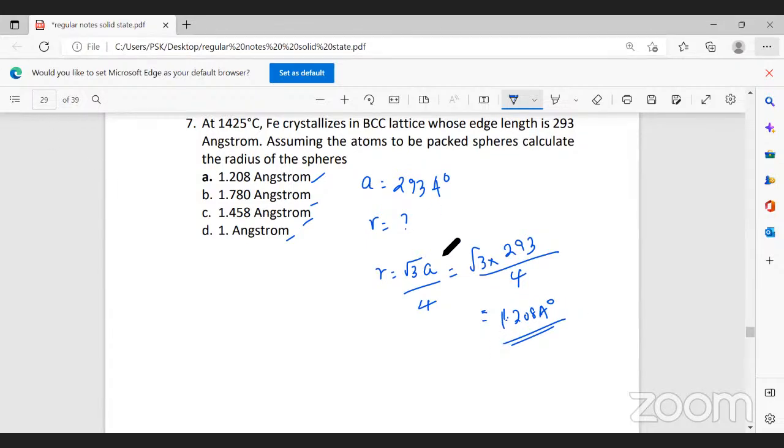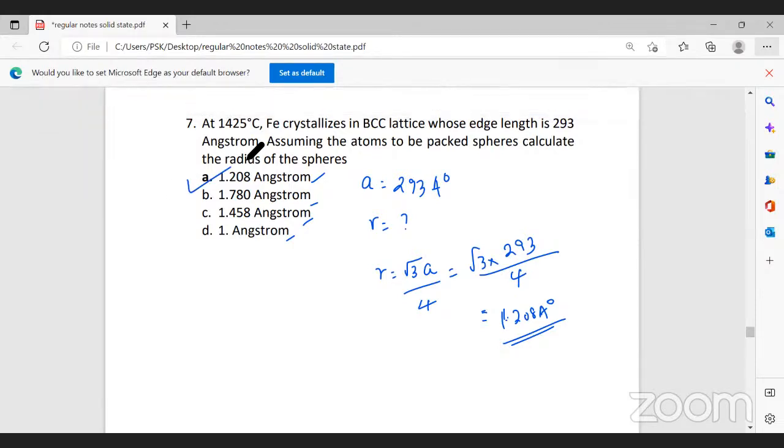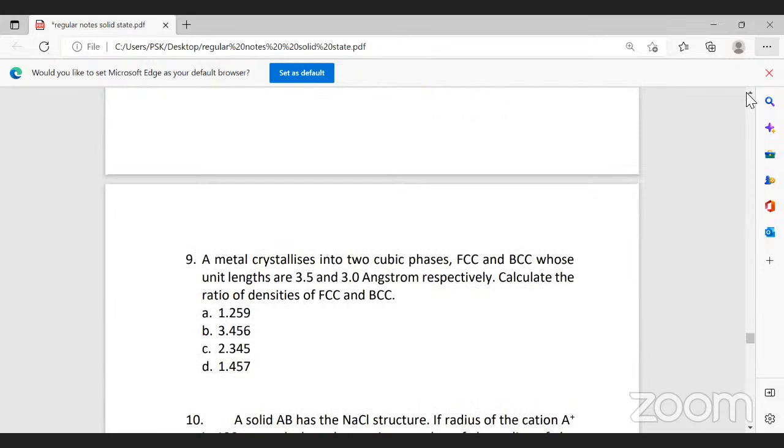1.208 angstrom unit. It's simple mathematics. So the answer for this question is option A, 1.208. Next question.